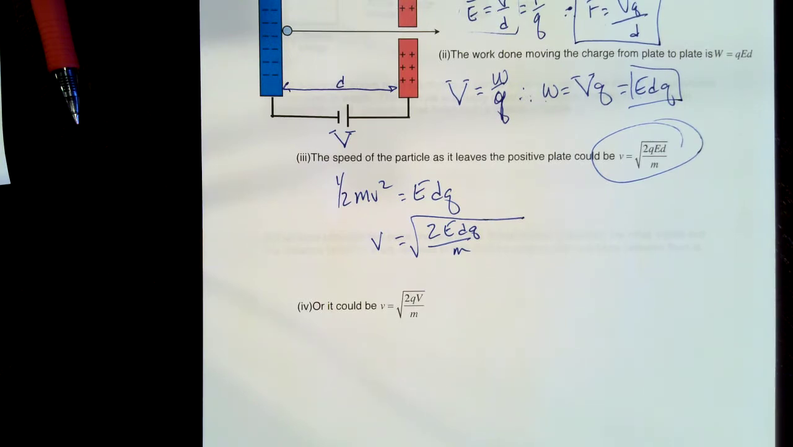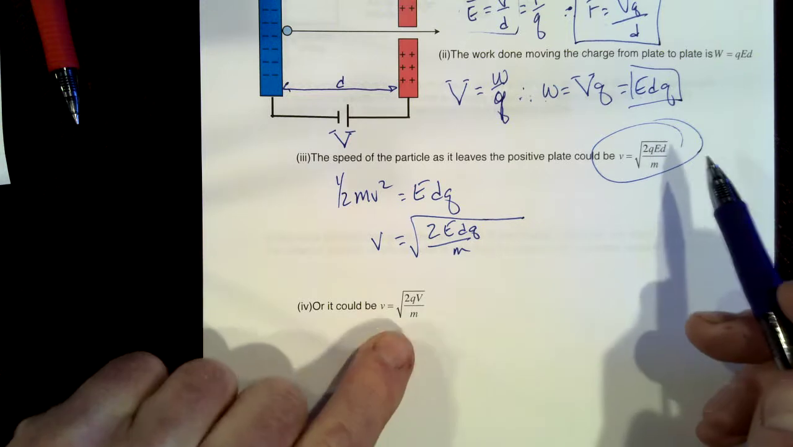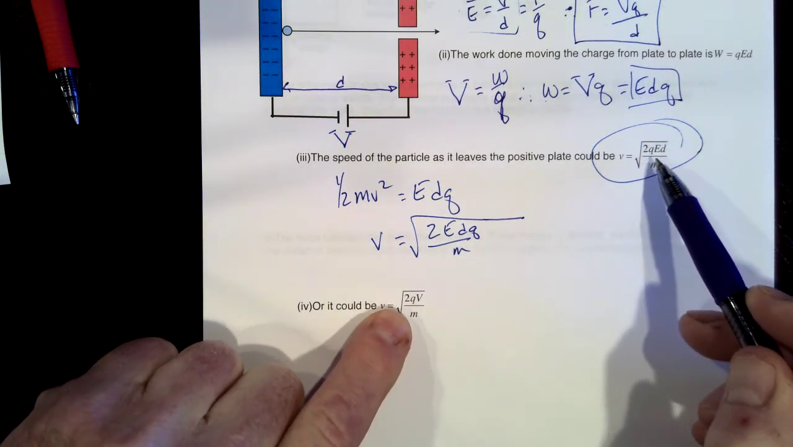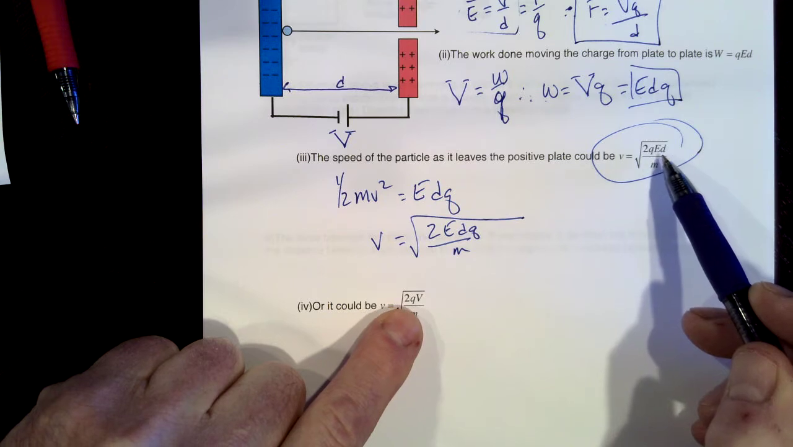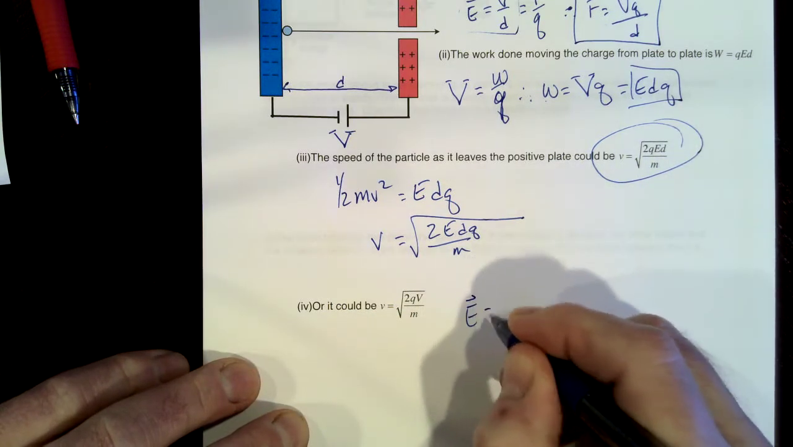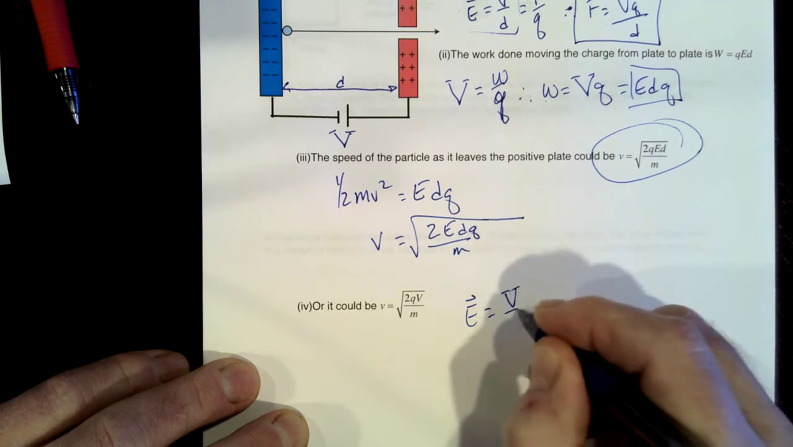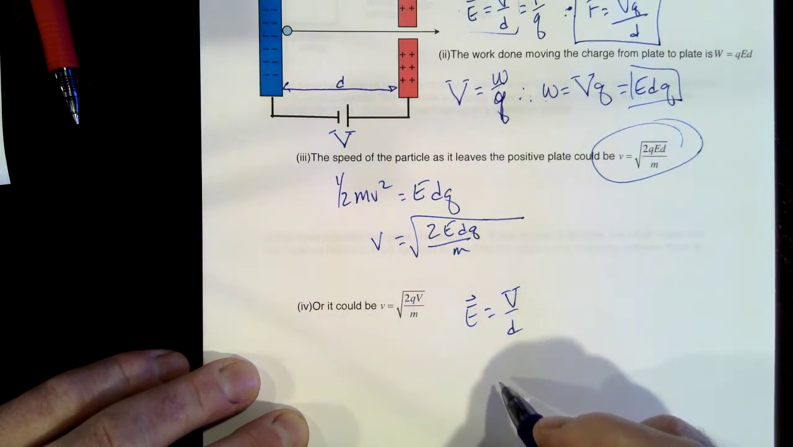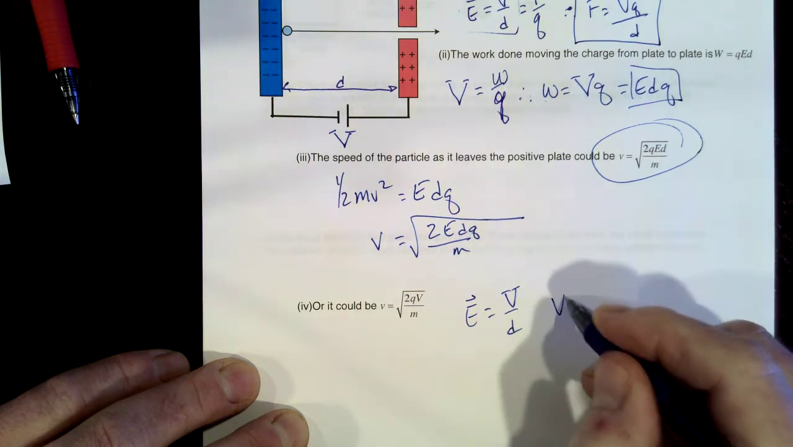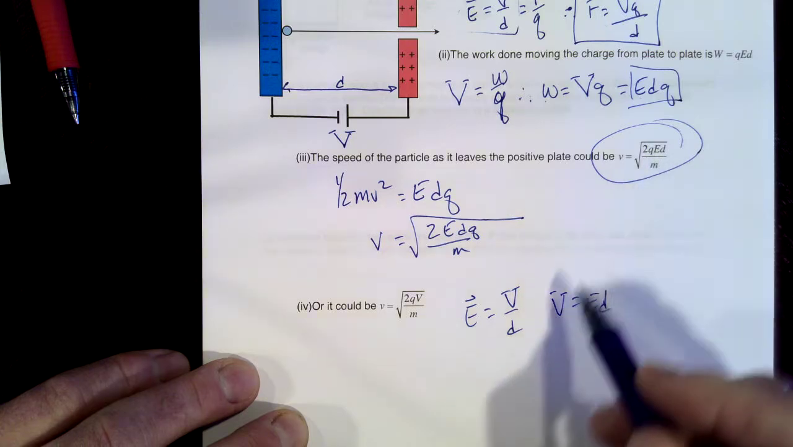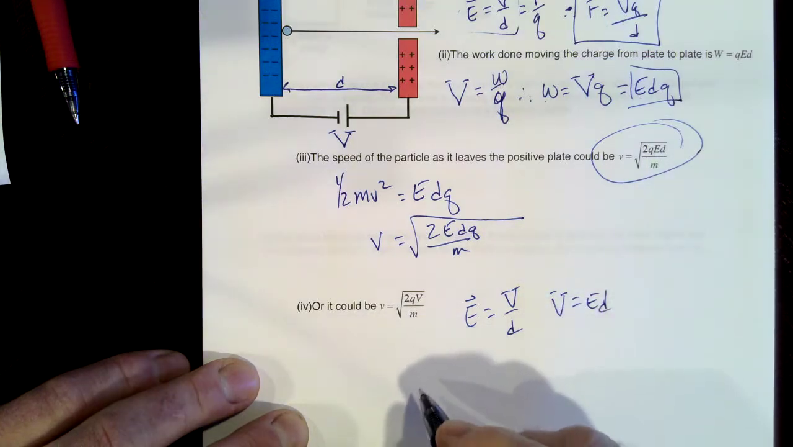And another way to express the same thing. Mass is still in my denominator. 2 is still there. Q is there. Let's get rid of E and D and bring in V. Well, since E equals V over D, V must equal ED. So I can plug in V for ED here, and you got that. Done like dinner.